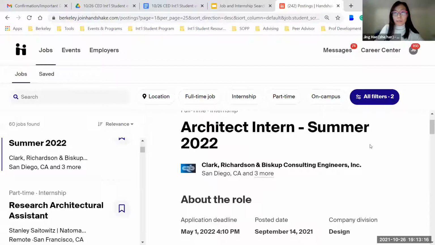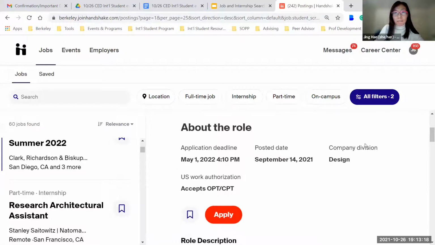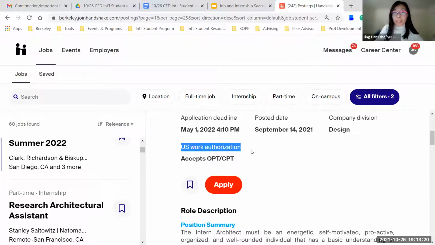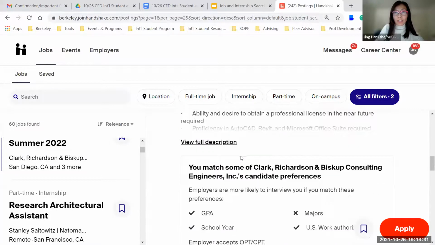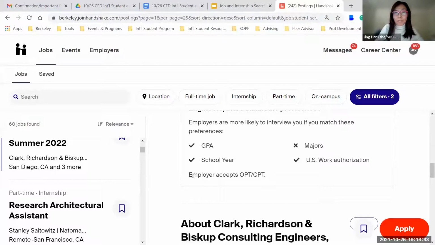When you're on the job description page, you can see the information here about US work authorization. For this one, for example, they're okay with OPT CPT. They may or may not sponsor, but they're okay with you working for them using work authorization. Later on here, there will be more information telling you what that means. So feel free to leverage those filters to find out the employers who are open to international students, either through work permit or visa.